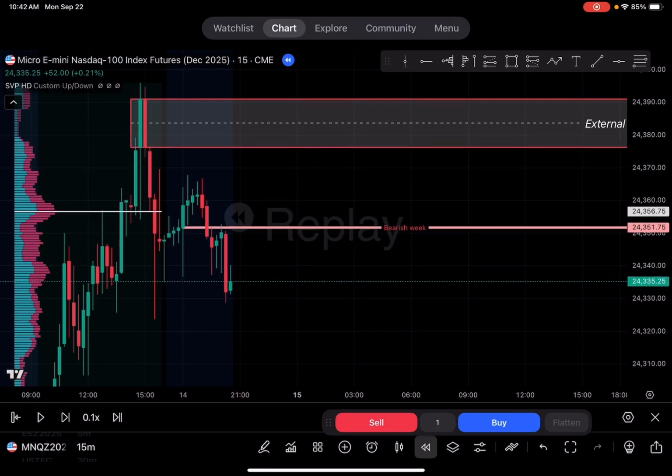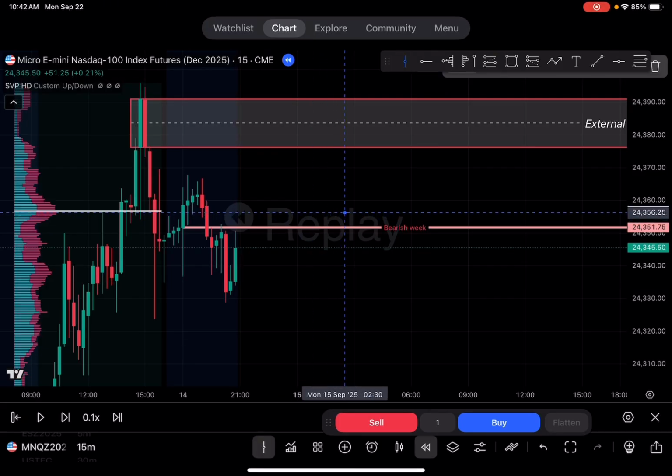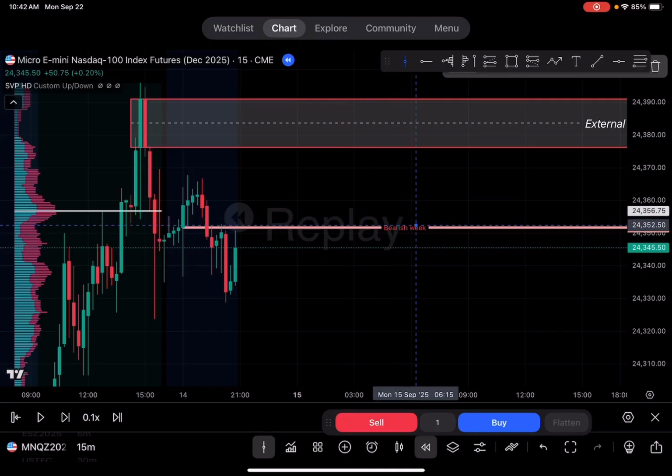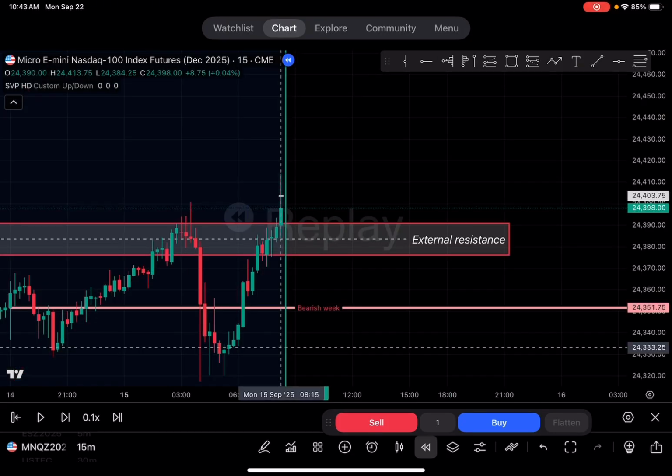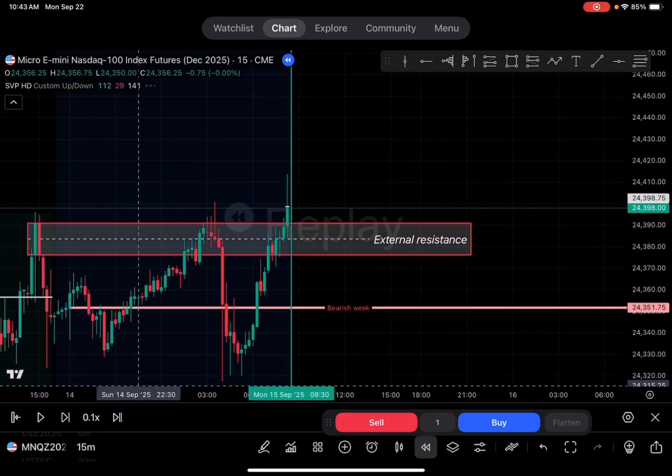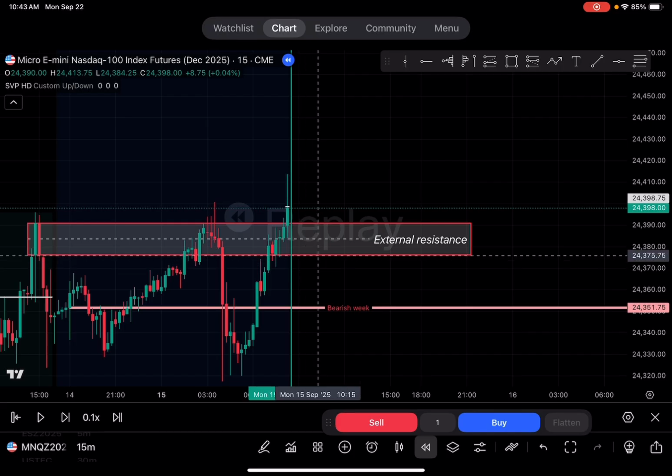And now in this case, I'm looking to buy and then sell. Buy until a higher week has been formed and then sell. Fast track to 8:30 a.m., which would be my entry window on this Monday. So it's 8:15 a.m. and at this point, we broke above the external resistance.